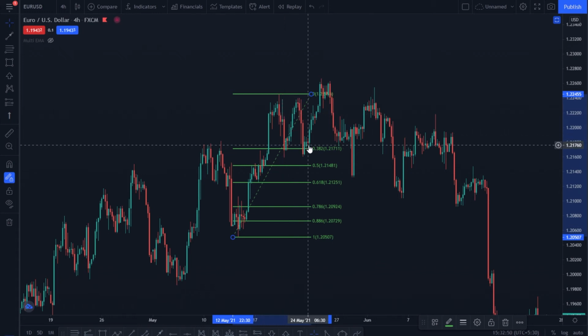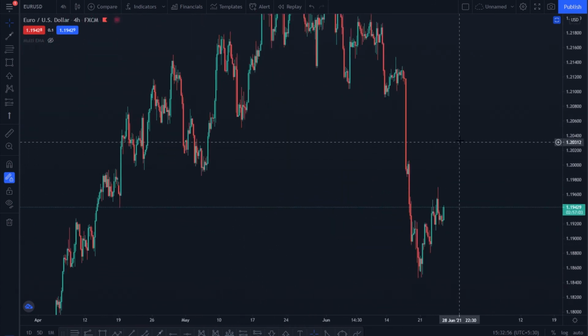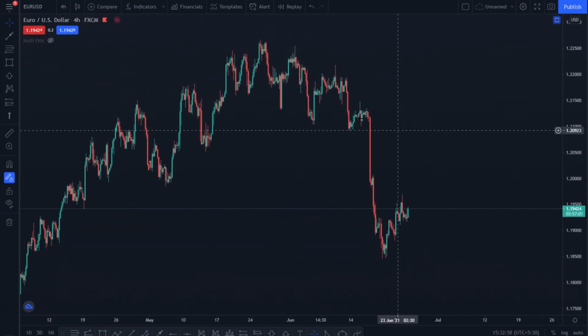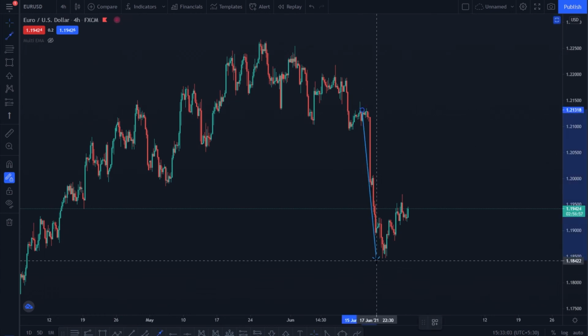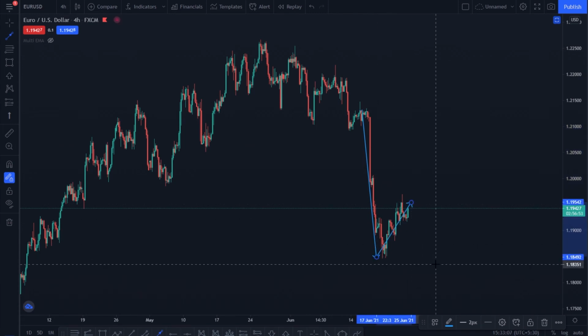Okay, so yeah, now forget about all the previous charts. Let's look over here. What we have here is a great fall last week on EURUSD. So this is the big impulse move, and this is the pullback which it is doing.